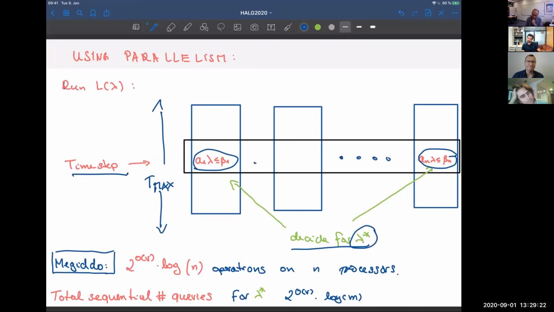Namely, the algorithm of Megiddo, and I'm skipping the details here, has a running time of 2 to the O of R times the logarithm of n operations on n processors. It's parallel. And the total number of queries for lambda star is negligible if you look at the dependence on the dimension. Previously, it was, if you look at the dependence on n, not the dimension, right?